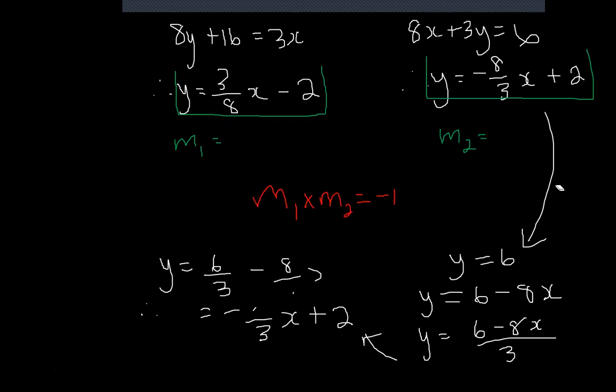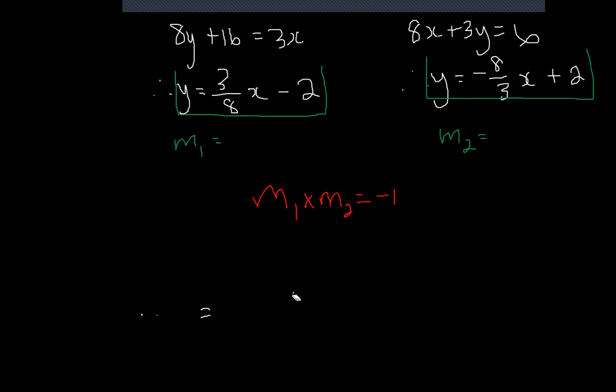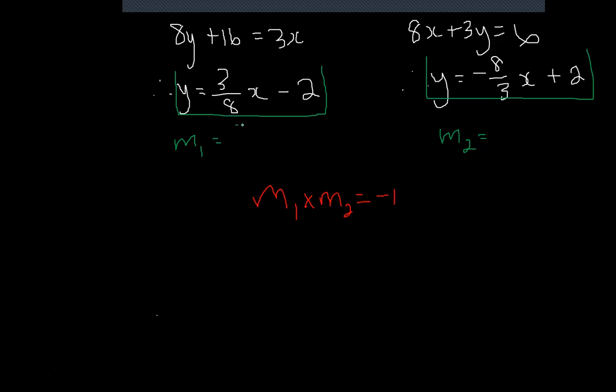All right. So, anybody tell me what's M1 and what's M2? M1 is 3 on 8, and M2 is negative 8 over 3. Yep. Good job. 3 on 8 and negative 8 on 3. So, for these lines to be perpendicular, this multiplied by this must be equal to minus 1. 3 on 8 times minus 8 on 3. Is that equal to minus 1? Yes or no?